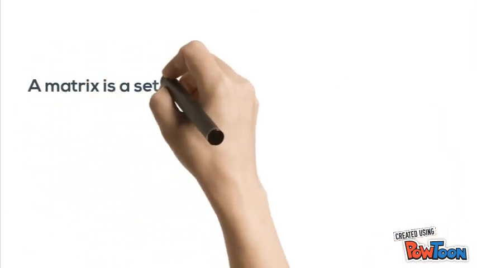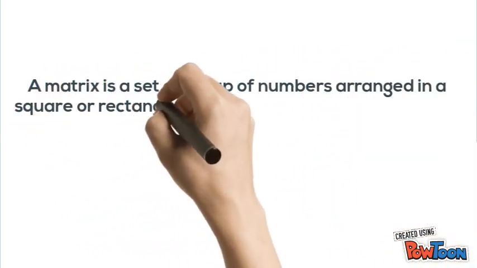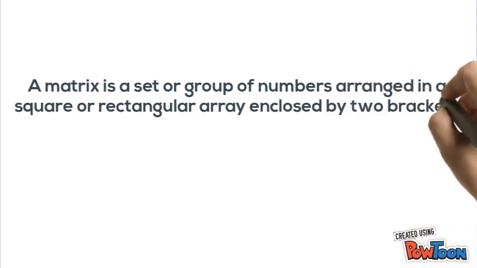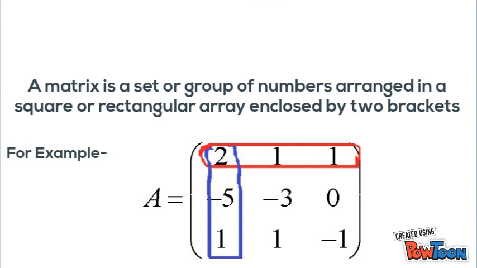Hello friends, today we are going to study a new topic, that is matrix. So, let's start with the definition. A matrix is a set or group of numbers arranged in a square or rectangular array enclosed by two brackets. Let's take one example. Matrix is denoted by A. It is a 3 by 3 square matrix, meaning 3 rows and 3 columns.